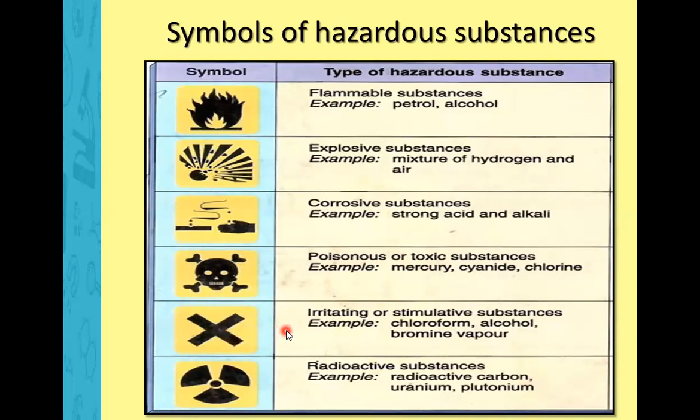Now the next symbol is the sign of cross. This is for irritating or stimulative substances. Examples are chloroform, alcohol, bromine, water. So what are irritating substances? They may cause injuries to skin, the eyes or airways after a single exposure. Airways means our respiratory system, our windpipe.